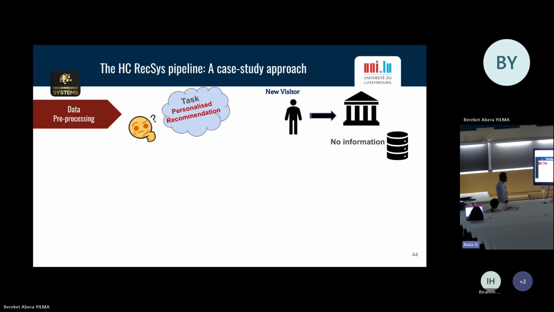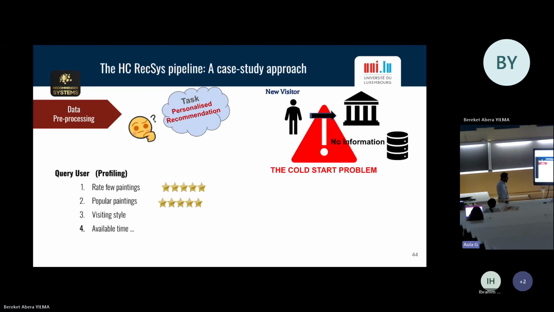So right off the bat, you have a new user. You have no information about the user. You're met with the cold start problem. In the literature, there are different kinds of preference elicitation techniques that you employ so that you learn a little bit of information about the user. For example, you can ask them to play some rating games so that you get a sense of what they might like or what they might not like.